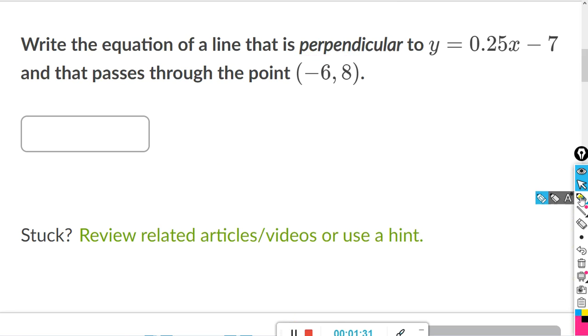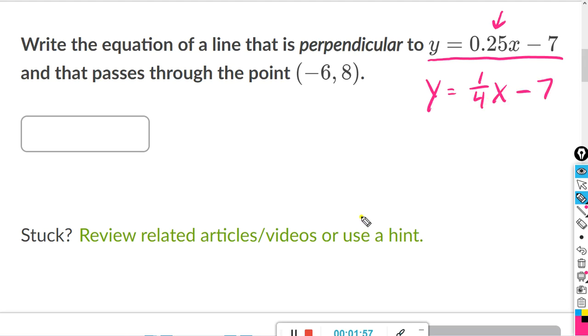Now, in the problem here, this is the equation that the line is perpendicular to. Now, this decimal point, it's kind of hard to take the reciprocal of that. So I know that 0.25 is equivalent to 1/4. All right, so I am going to rewrite this equation as y equals 1/4 x minus 7.